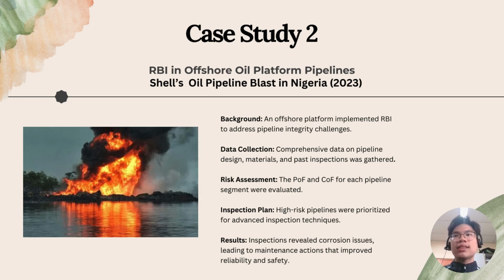They collected data on pipeline design, material, and operating conditions, reviewing past inspection results and failure modes. The risk assessment considered POF and COF, focusing on corrosion rates, mechanical stress, and environmental impact. The inspection plan prioritized high-risk pipelines for advanced techniques like magnetic flux leakage and guided wave ultrasonic testing, with high-risk segments inspected annually and lower-risk segments every 3 years.